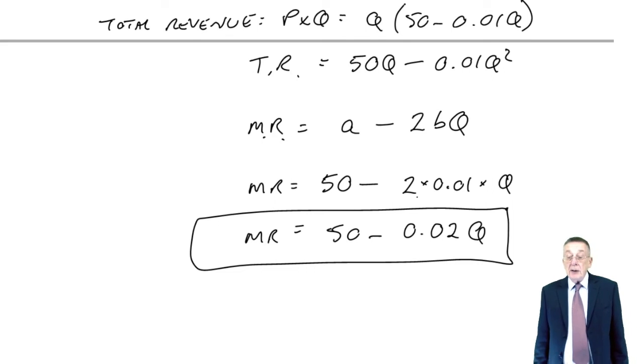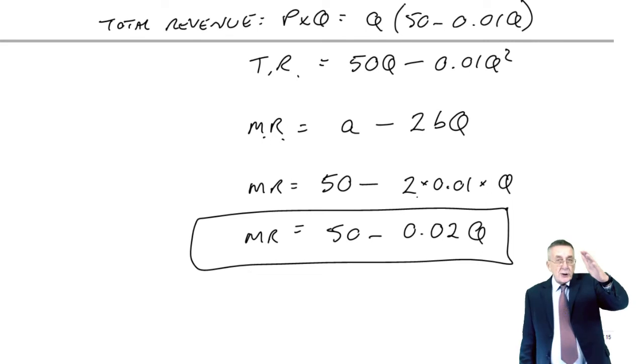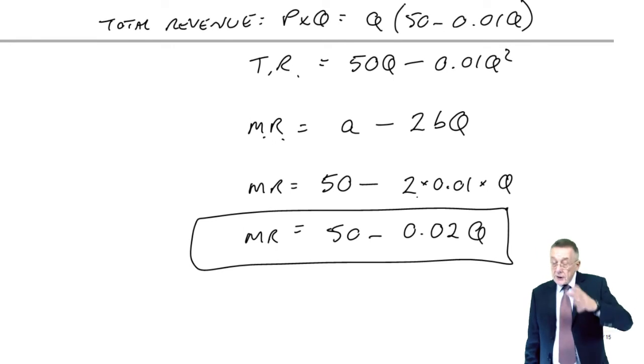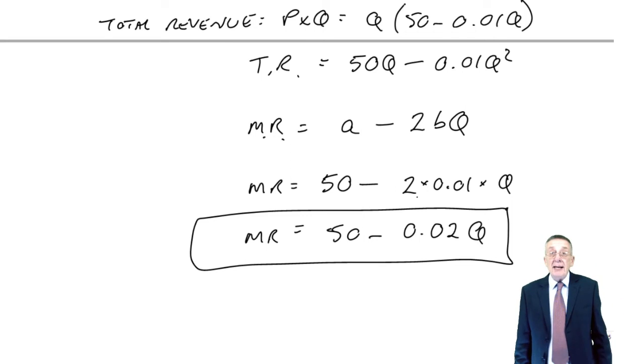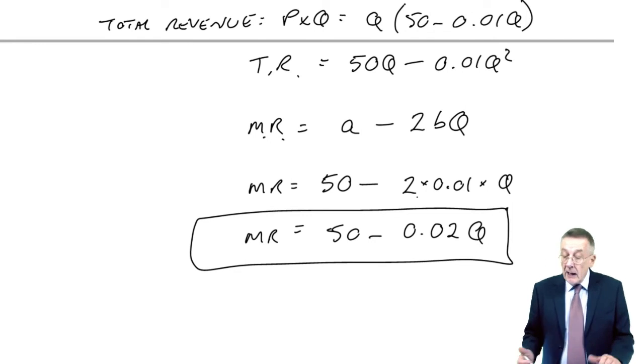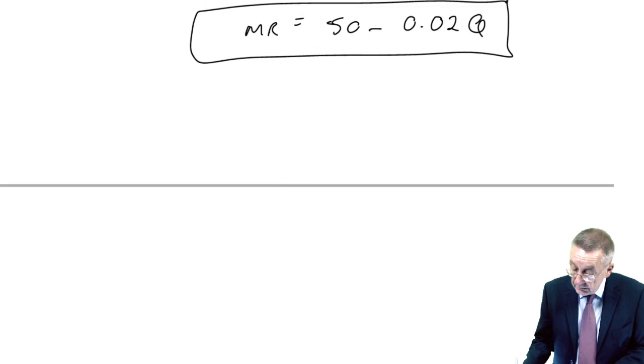So I know it's taking me a while to go through this, but make sure you can get the price-demand equation, you can get A and B. Once you've got A and B, use the same A and B in the marginal revenue equation.